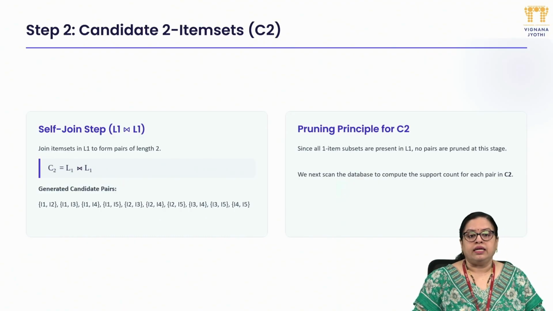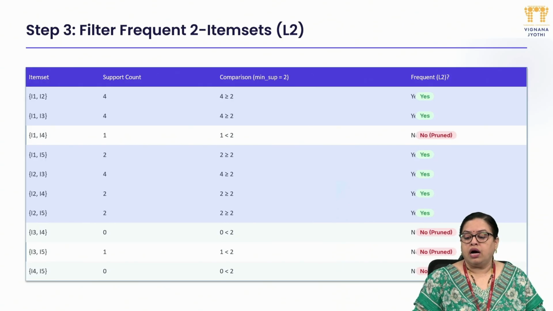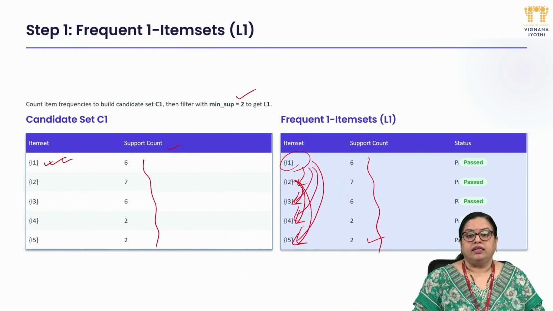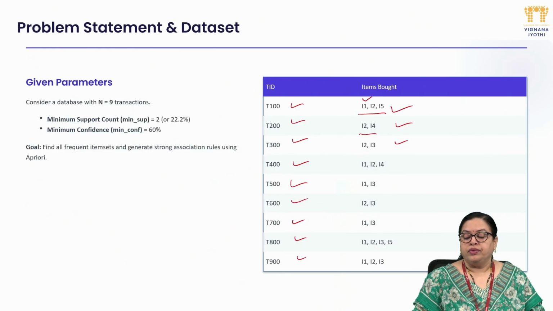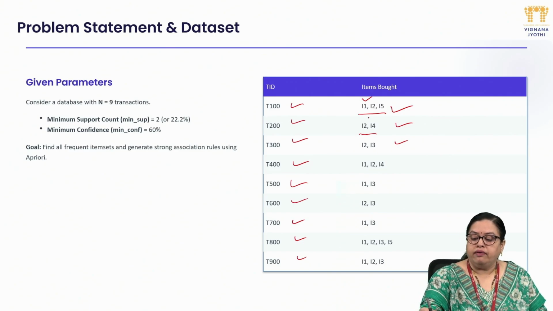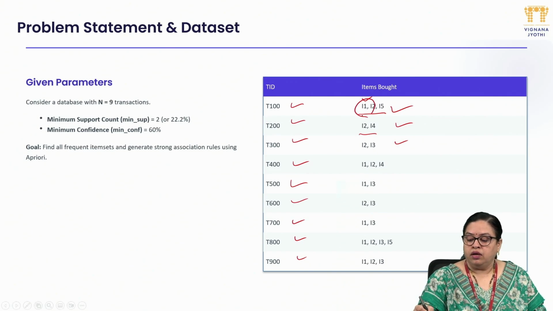and we once again count the support. Next, how do we count the support? Already we know the formula. So I1, I2 is how many times in the total data set? So once again we go back to the previous slide. Here the main data sets are there. So look, I1, I2 is present here. Okay, I1, I2 is present here. Then I1, I2 is present here, and here.